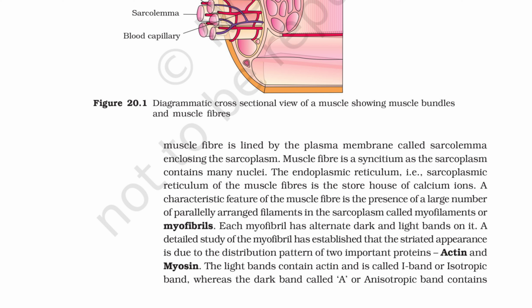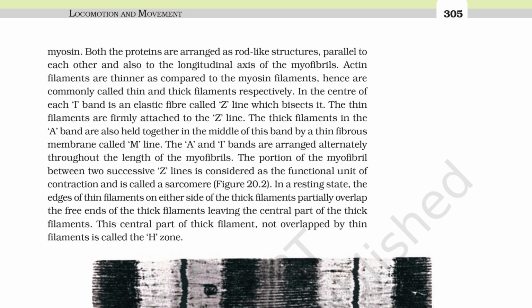A characteristic feature of the muscle fiber is the presence of a large number of parallelly arranged filaments in the sarcoplasm called myofilaments or myofibrils. Each myofibril has alternate dark and light bands on it. A detailed study of the myofibril has established that the striated appearance is due to the distribution pattern of two important proteins, actin and myosin. The light bands contain actin and is called I band or isotropic band, whereas the dark band called A or anisotropic band contains myosin. Both the proteins are arranged as rod-like structures, parallel to each other and also to the longitudinal axis of the myofibrils.